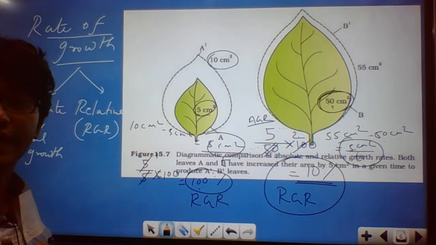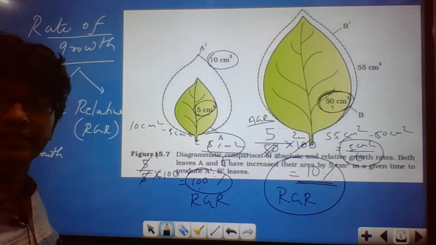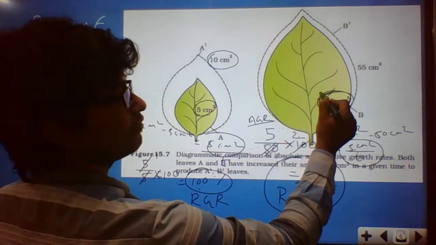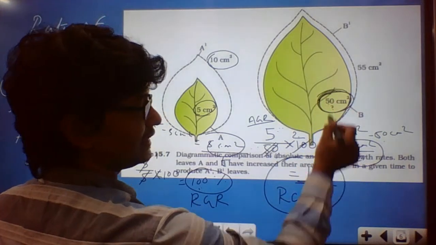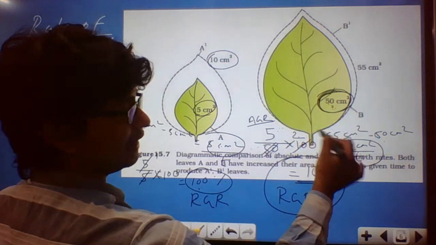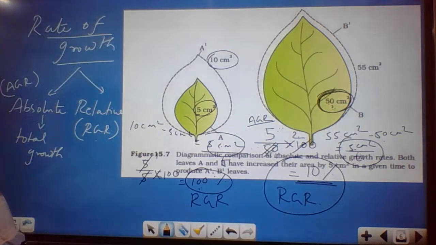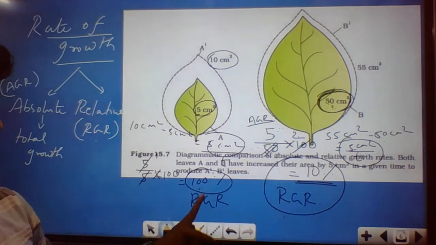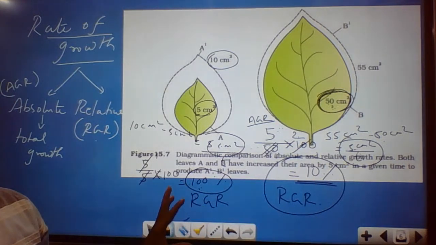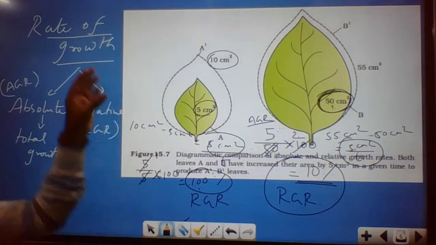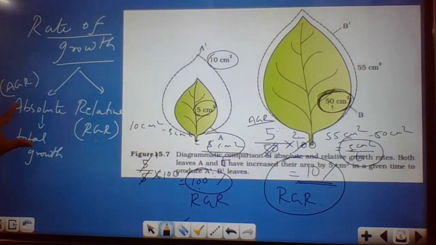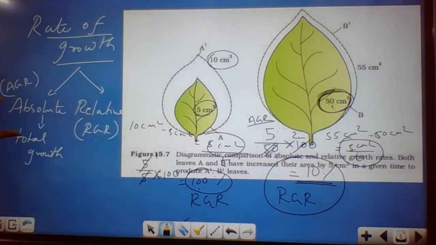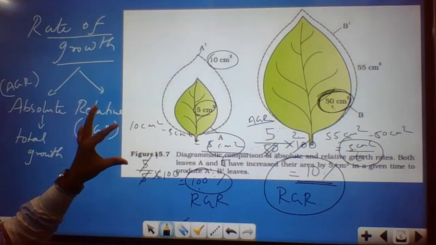But when they ask for relative growth rate, first you should calculate the absolute growth rate, and having that value, go with the initial growth, divide by it, and multiply by 100 to get the percentage. So here RGR is 10%. Here the RGR is 100%. It's a very easy calculation by which the rate of growth can be determined. So this slide represented the difference between the absolute growth rate and the relative growth rate.